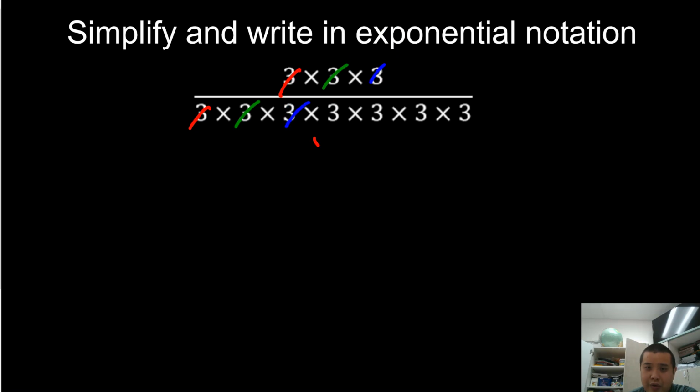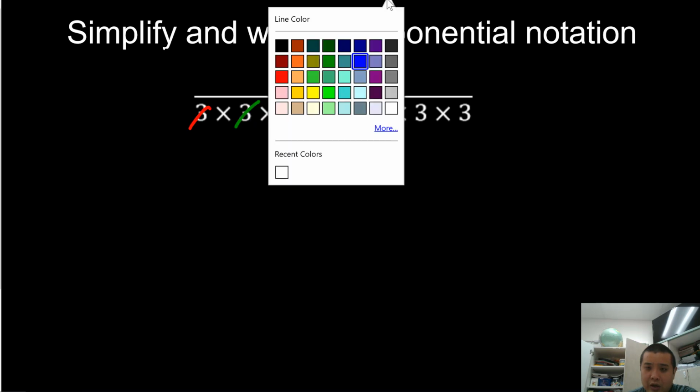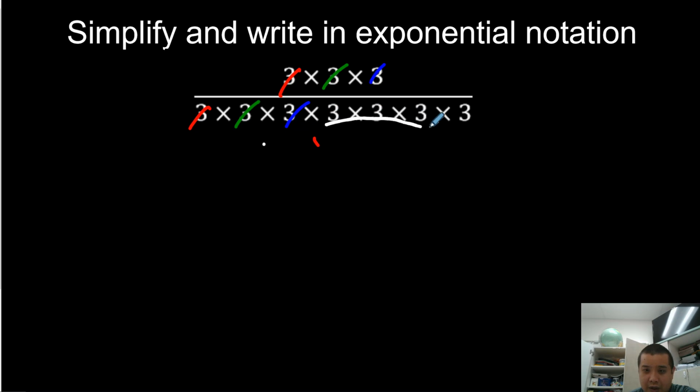That leaves us with 4 3's at the bottom. So right here. Since we have 4 3's in the denominator and we don't have any 3's at the top, we just put a 1 at the top. And since we have 3 as our number, we use 3 and write in exponential notation. We have 1, 2, 3, 4 of these. So 3 to the 4th.